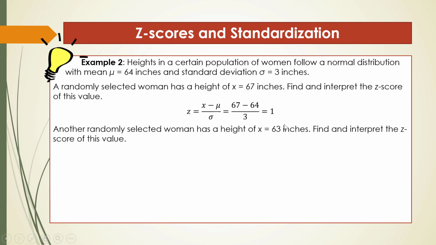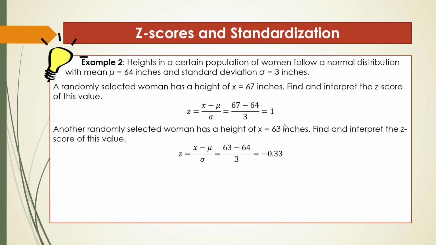Similarly, another randomly selected woman has a height of x equal to 63 inches. Find and interpret the z-score of this value. So the z-score for 63 inches is 63 minus 64, then divide the whole thing by 3, and we get negative 0.33.